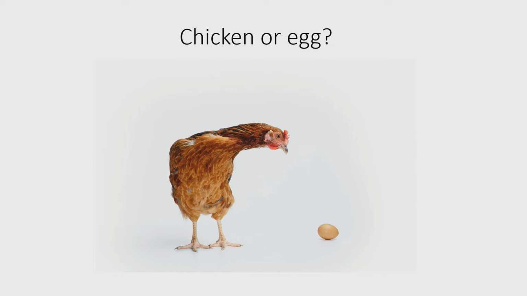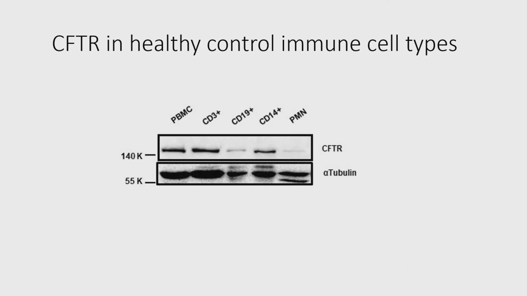But then there's the egg, right? And that is, is everything a secondary effect that happens in the immune system? Could some of those be primary? And this is just basically the end is the beginning, right? So this is towards the end of my talk, but the beginning, and also this issue of thinking of what about CFTR in the individual immune cells?